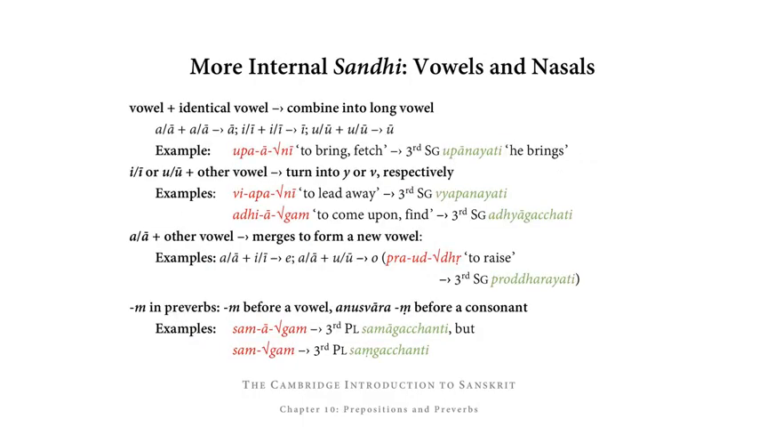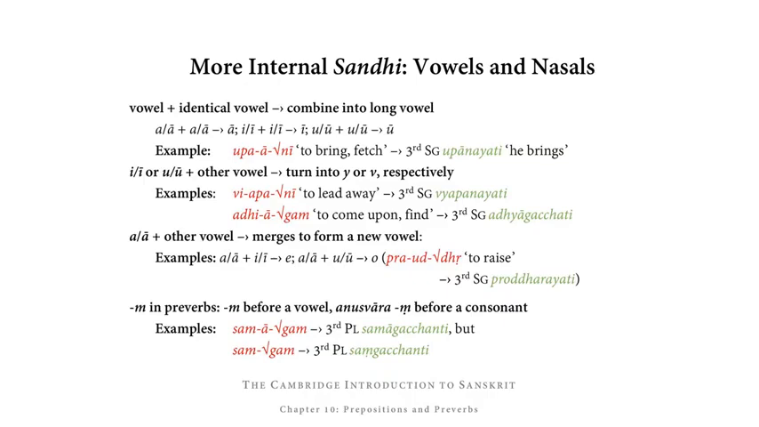In compound verbs, we have many chances for internal sandhi to occur because there are just so many things being combined here, preverbs, verbal roots, verbal endings. And because that's the case, it makes sense to review internal sandhi here a little bit and specifically look at the internal sandhi involving vowels and nasals. For example, if you have a vowel encountering an identical vowel, they combine into a long vowel. So for example, a or ā plus a or ā give us long ā. i or ī plus i or ī give us long ī. And the same with u or ū plus u or ū give us long ū.